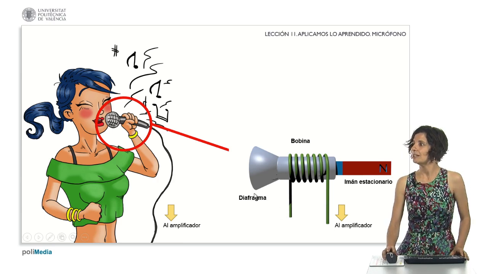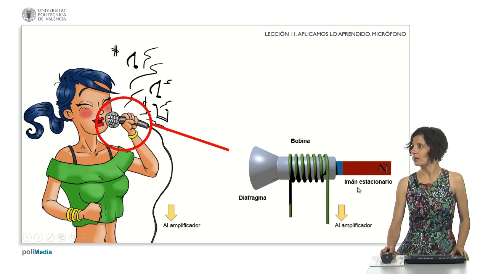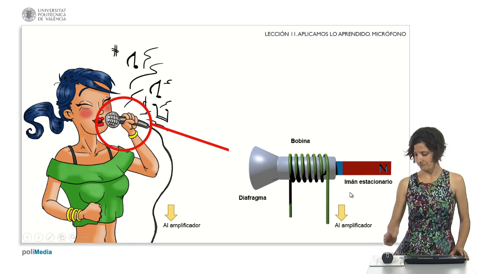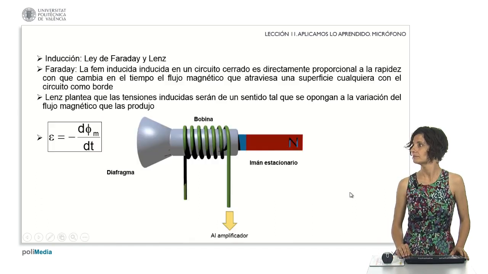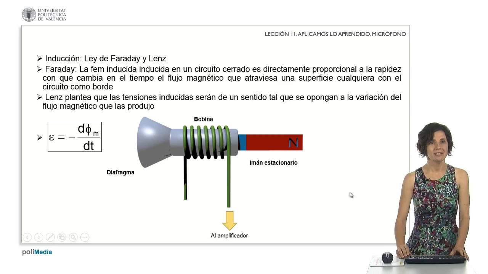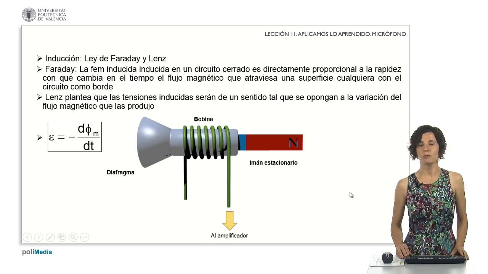In the capsule, it has a diaphragm, and attached to it a coil. It has also got a stationary magnet that goes through the coil. But on what physical principle is the operation of this microphone based?